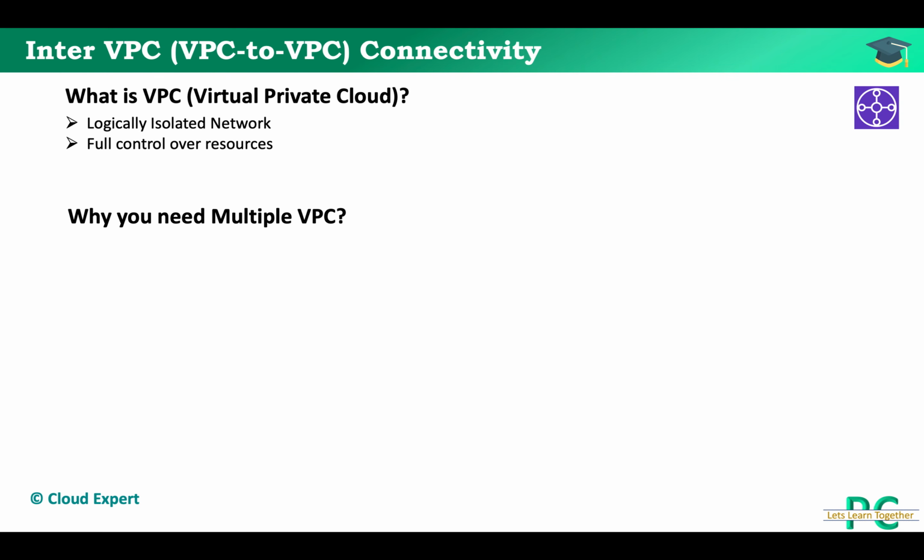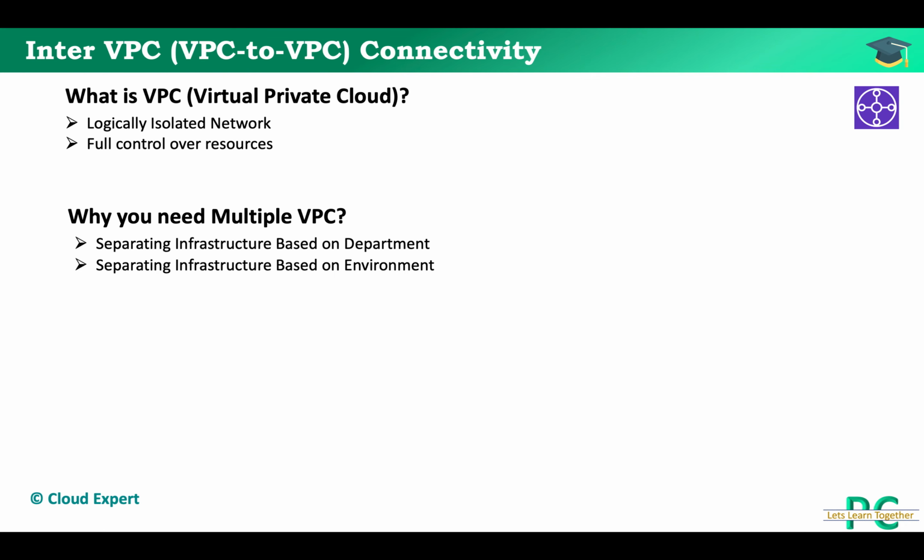Now, in your organization, you might need multiple VPCs. Let's see why you need multiple VPCs in the first place. Maybe you want to separate the infrastructure based on department. Maybe in your company you have a finance department, HR department, admin department, and you would like to segregate their resources in a logically isolated network, and you want to monitor the cost of each and every use.